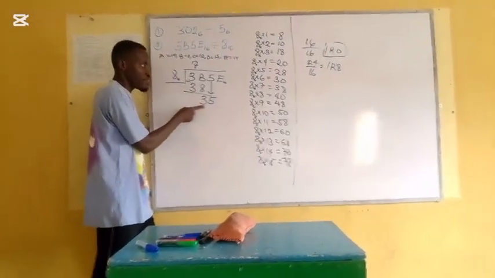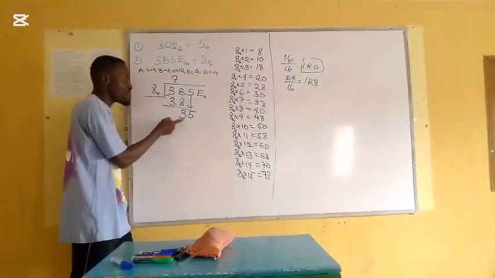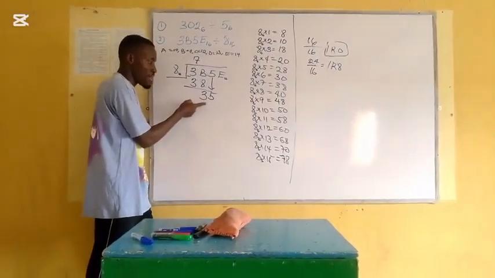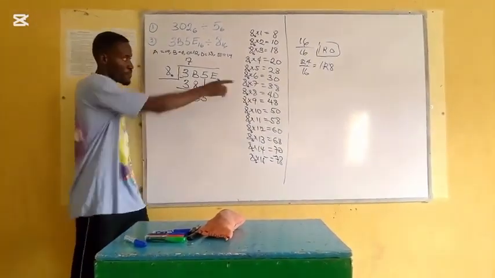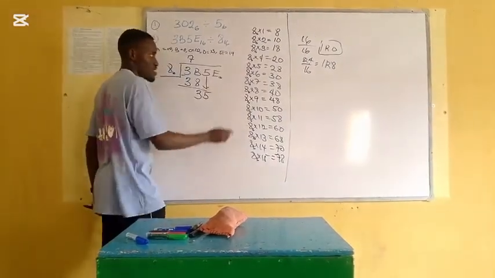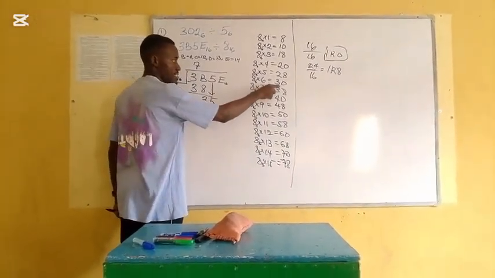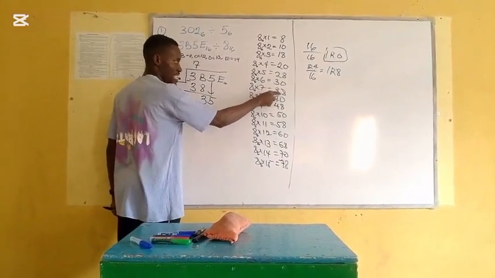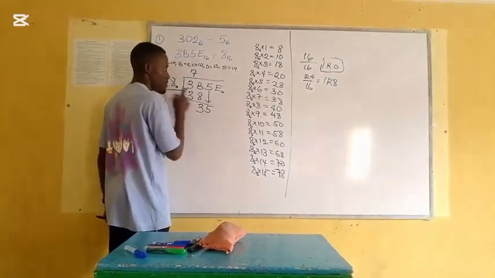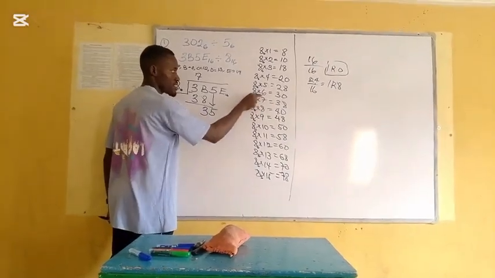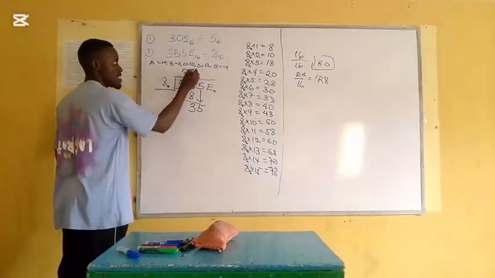8 in 35. So we look for a value that gives me a number less than 35. That's the number closest to 35 in the multiplication table, which is what? 30 here, right? This one is higher, so we cannot use this one here. So therefore my 8 in 35 is what? 6. So I'm going to put my 6 here.